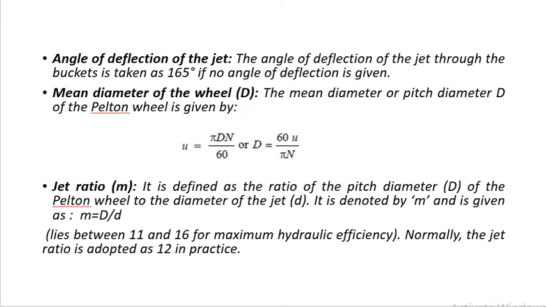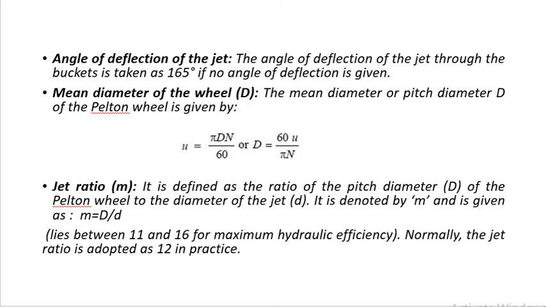Third is the angle of deflection of the jet. If the angle is not given in the question, in that case you can take the angle of deflection as 165 degrees. The mean diameter of the wheel you can calculate with the help of the formula of tangential velocity, that is small u equal to pi d N by 60.